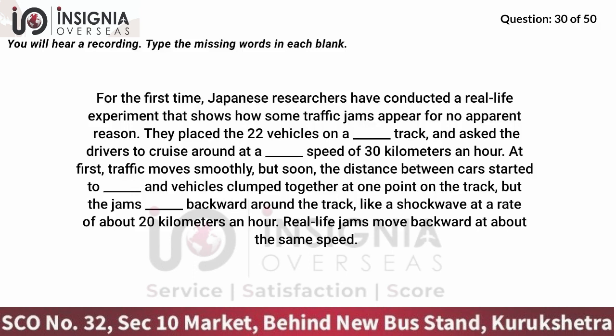At first, traffic moves smoothly, but soon the distance between cars started to vary, and vehicles clumped together at one point on the track. The jam spread backward around the track, like a shockwave, at a rate of about 20 kilometers an hour. Real-life jams move backward at about the same speed.